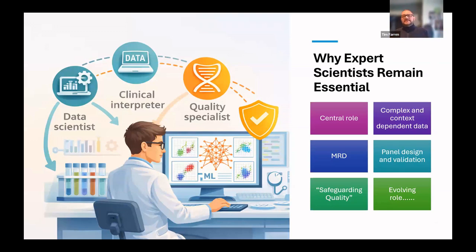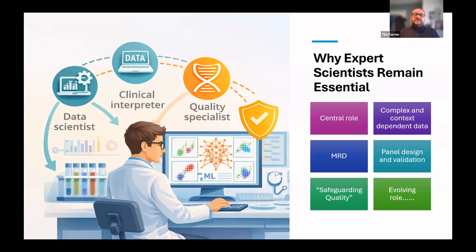But despite all these advances in technology, the role of the expert scientist in flow cytometry remains absolutely central in leukemia and blood cancer diagnostics. We know that flow data is inherently complex to interpret, and distinguishing between normal, regenerating, and malignant populations, particularly in the post-treatment setting when we're looking at MRD, really requires a deep understanding of hemopoietic maturation, the disease biology, and technical limitations. And these are not decisions that can be fully standardized or delegated just to algorithms.